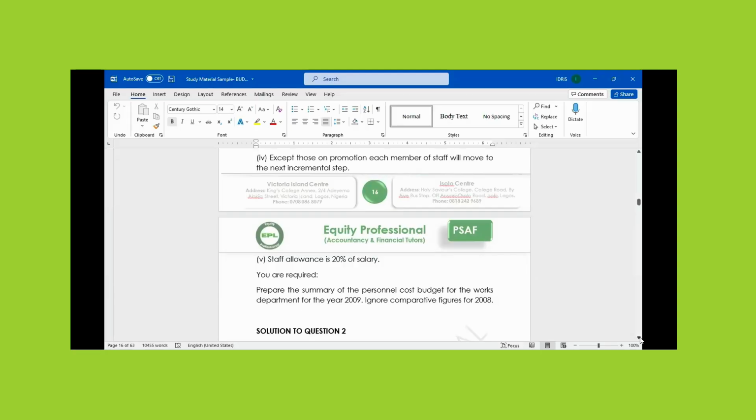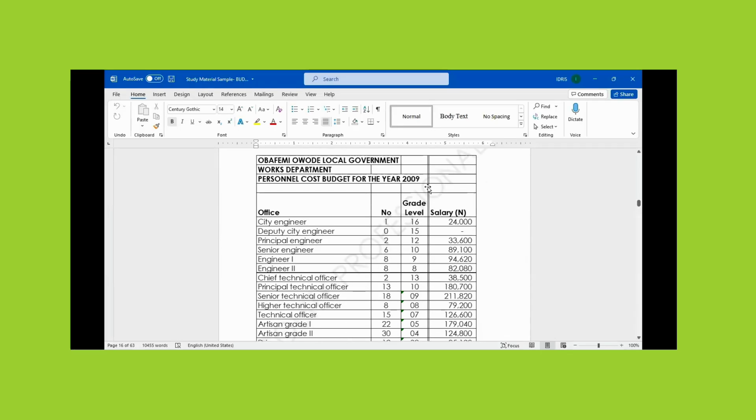So we are asked to prepare personnel cost budget for 2009. So now, first, we are going to do it like we did the example 1. We draw, the solution is Obafemi Owode local government, work department, and personnel cost budget for 2009.